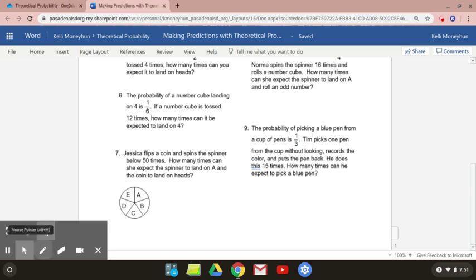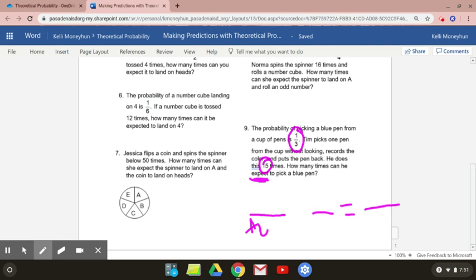All right, last one. The probability of picking a blue pen from a cup of pens is 1/3. Tim picks one pen from the cup without looking, records the color, and then puts it back. He does this 15 times. How many times can he expect? There's that word that knows it's a prediction to pick a blue pen. Okay, you guys should be experts at this by now. So I'm going to set up your word ratio for you.